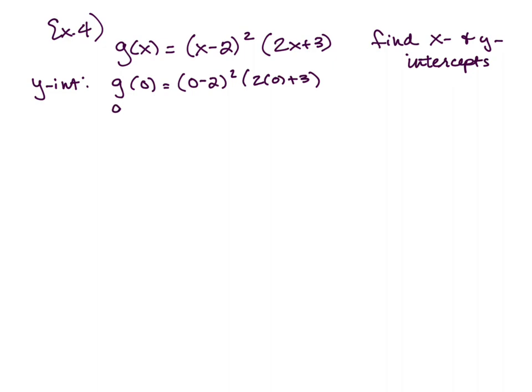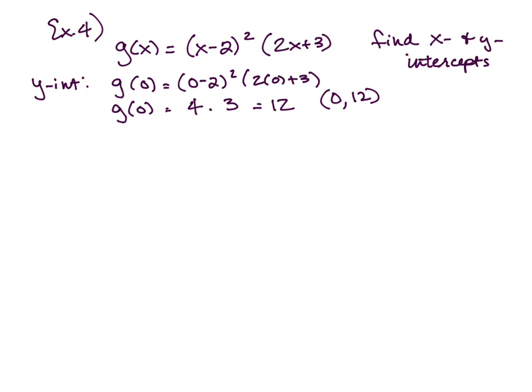Okay, so you already simplified in the first place. You had negative 2 squared is 4 times 3, which is good. So g of 0 is 12. That means I'm going to have a y-intercept at (0, 12).